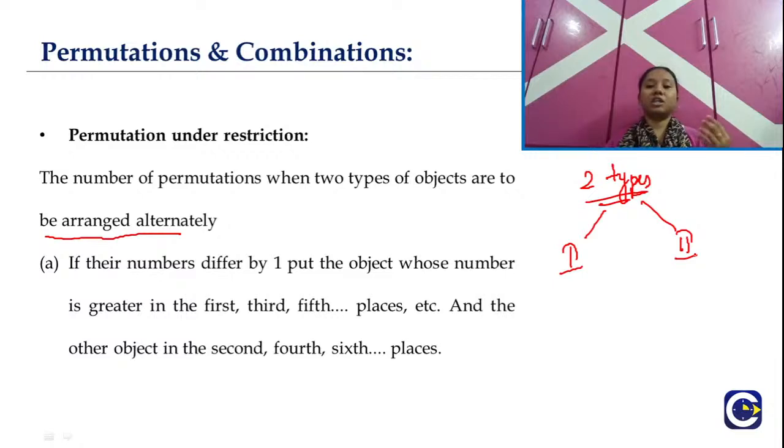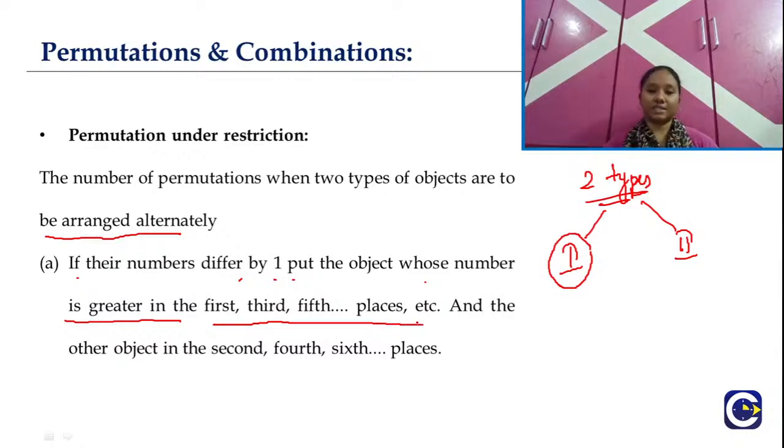If they mention that one group has to start, then we will start with that group. If they mention it has to start with group 2, then we will start with that. If nothing is mentioned, how will we arrange these two groups alternately? The first case is, if their numbers differ by 1, put the object whose number is greater in the first, third, fifth places, etc. Suppose in my group 1 I have 10, whereas in group 2 I have 11.